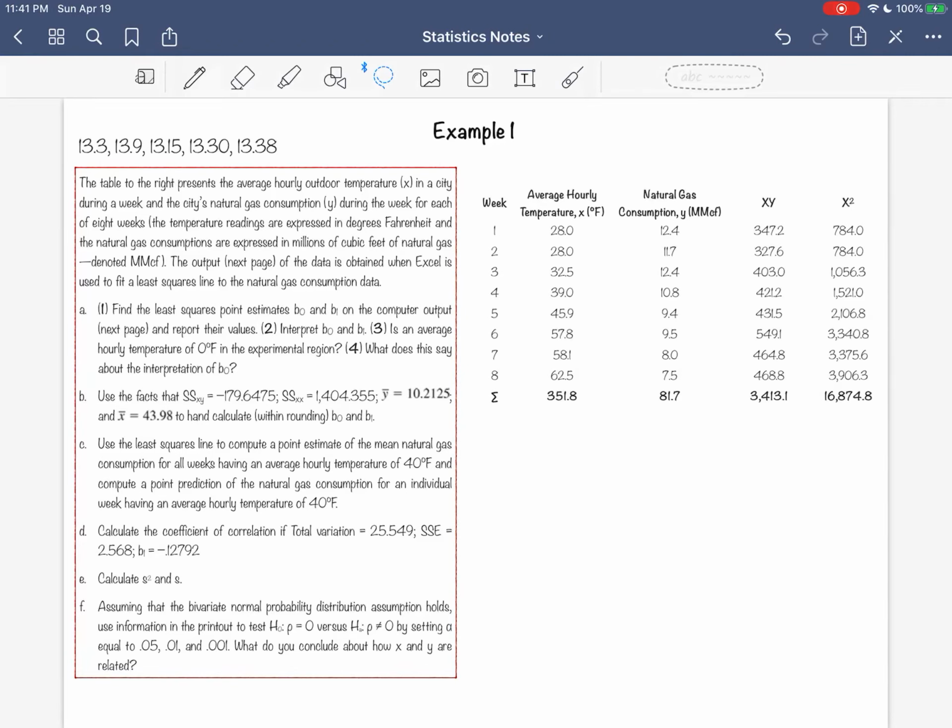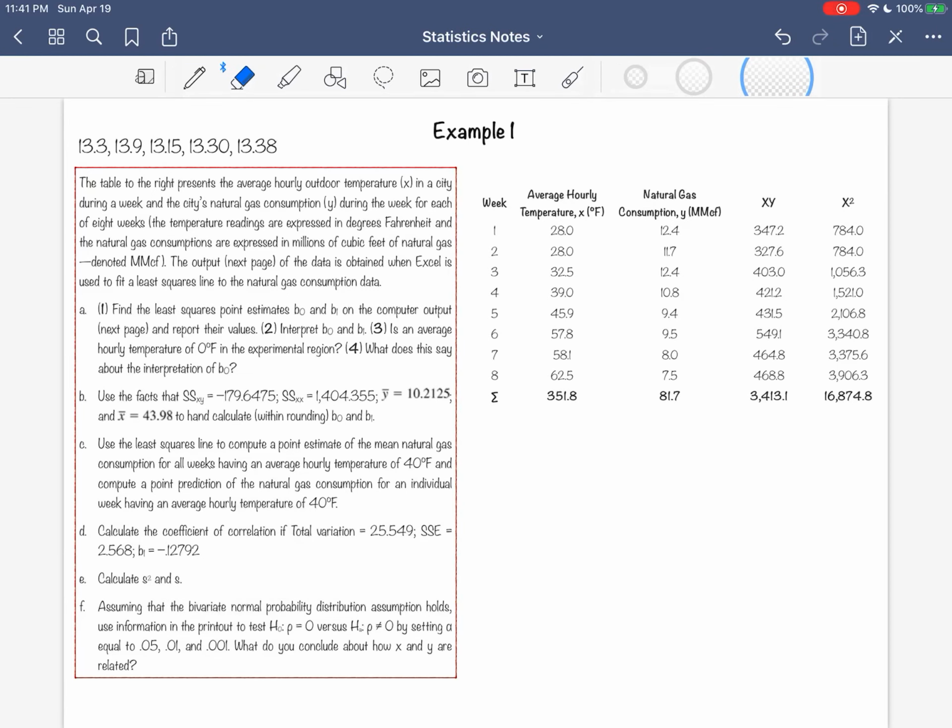So continuing with example 1, I will leave part E up to you to do. It's a little bit mechanical. Calculate the variance of the error term as well as the standard deviation. Remember, it is SSE divided by n minus k minus 1 degrees of freedom. Take the square root. That should give you the standard deviation of the error term.